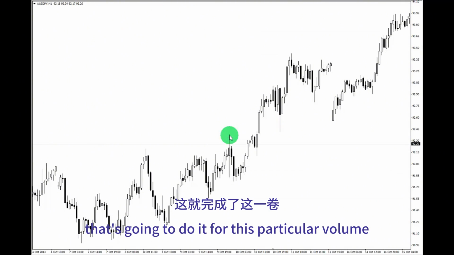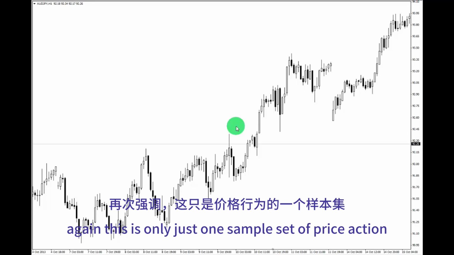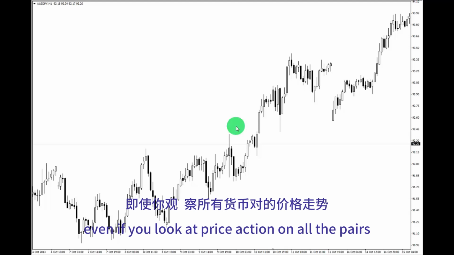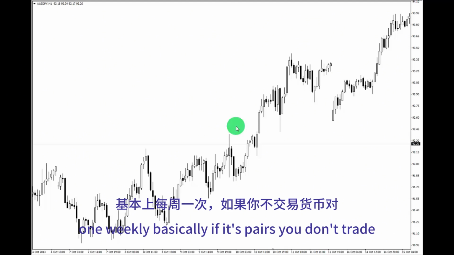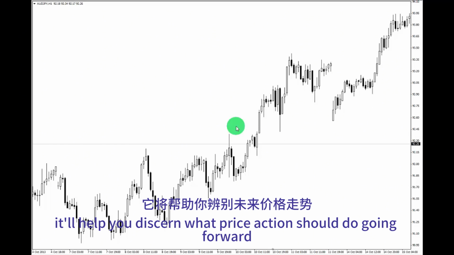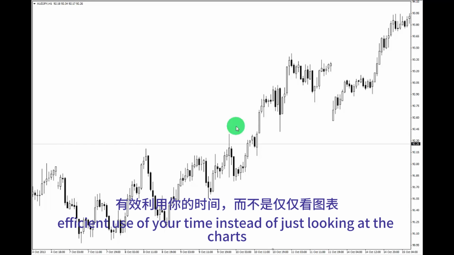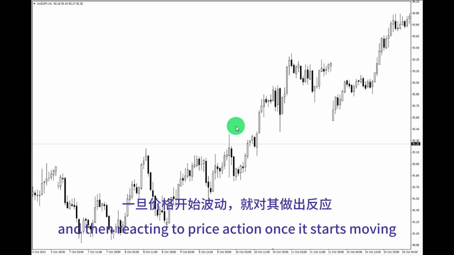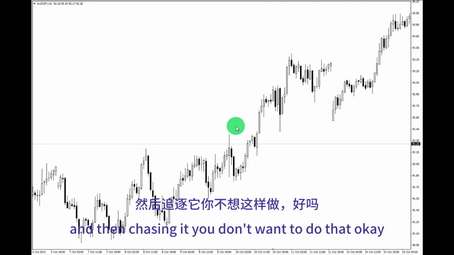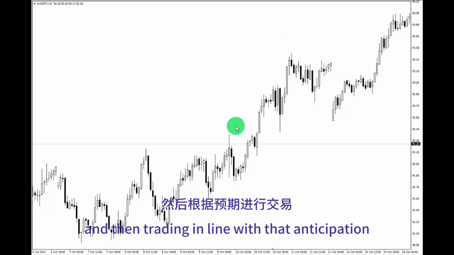That's going to do it for this particular volume. I think that if you spend some time with it, again, this is only just one sample set of price action in one particular pair even. If you look at price action on all the pairs on a weekly basis, even if it's pairs you don't trade, it's good study. It'll help you discern what price action should do going forward based on what it's done in the past. And that's a good, efficient use of your time instead of just looking at the charts, not knowing what it is you're looking for, and then reacting to price action once it starts moving and then chasing it. You don't want to do that. You want to have an idea of what you're anticipating and then trading in line with that anticipation.